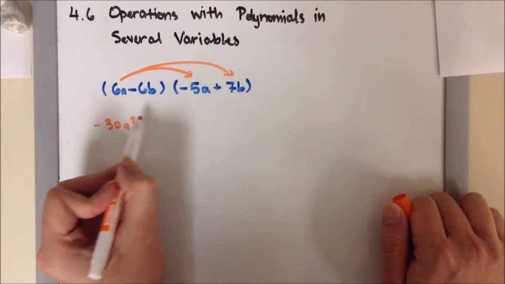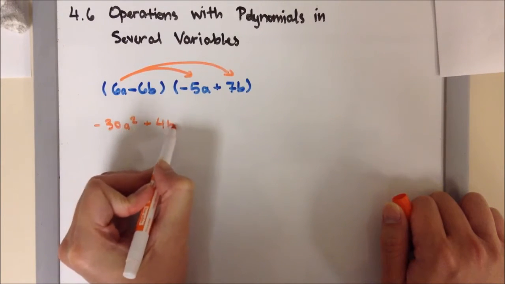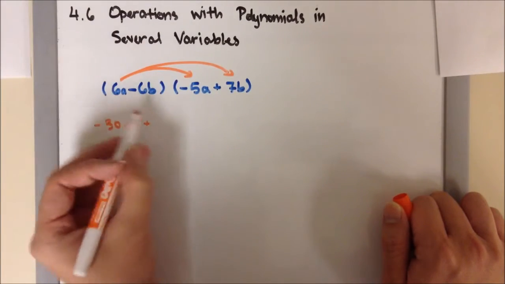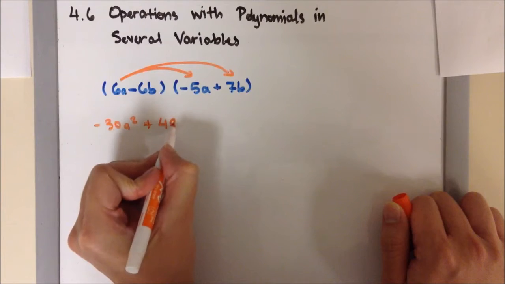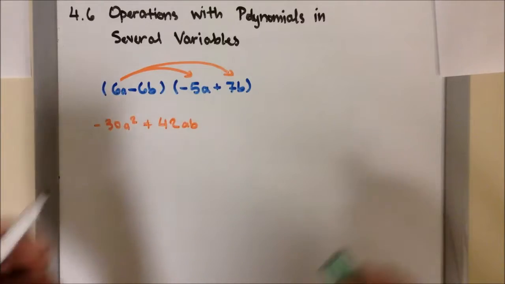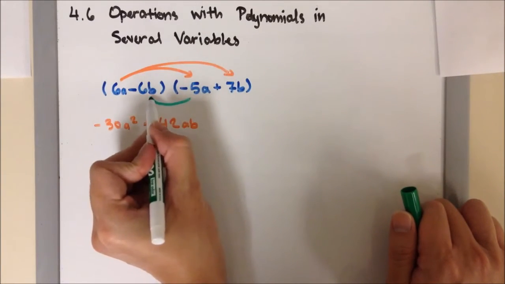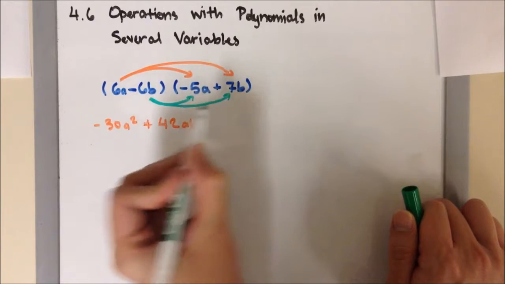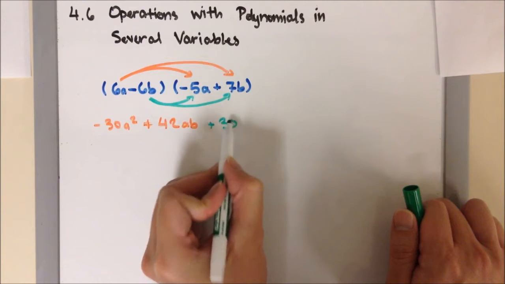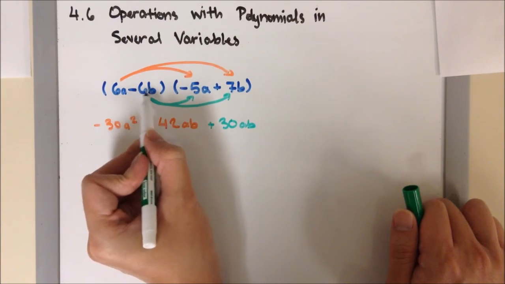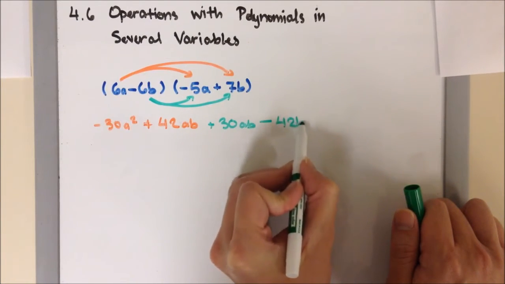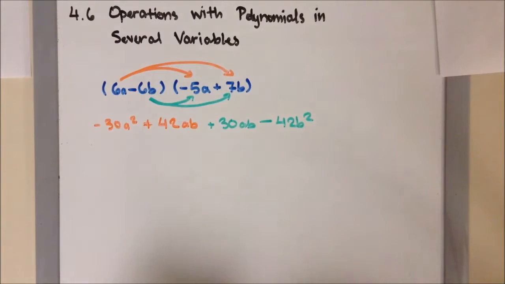6a times 7b will be plus 42ab. Sorry. Again, not 4ba, it's actually 42ab. Next, I'm going to start with my negative 6b and multiply to these two. Negative 6b times negative 5a will be plus 30ab. And then negative 6b times positive 7b will be negative 42b squared. Alright, I finished FOILing.